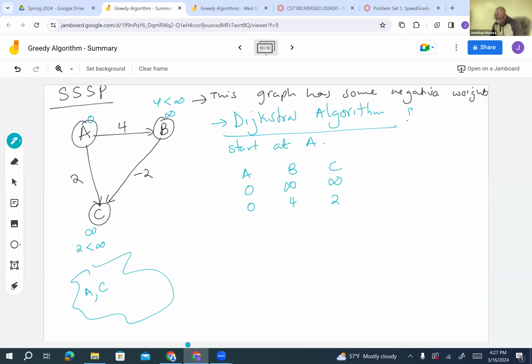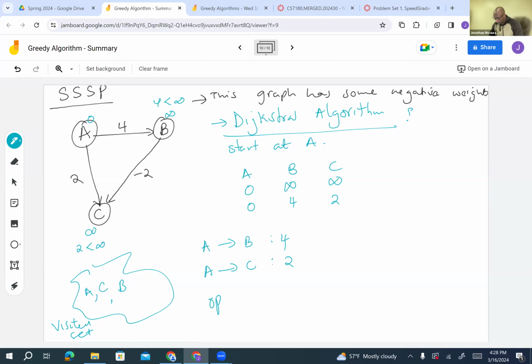From A to B is 4. So this B has 4, so we select B to do that. Now, from B to C is -2. But unfortunately, we can't go back to C because C is already in the visited set. So we are done here also with B. So the answer that we get from Dijkstra's algorithm: A to B is 4, and then A to C is 2.